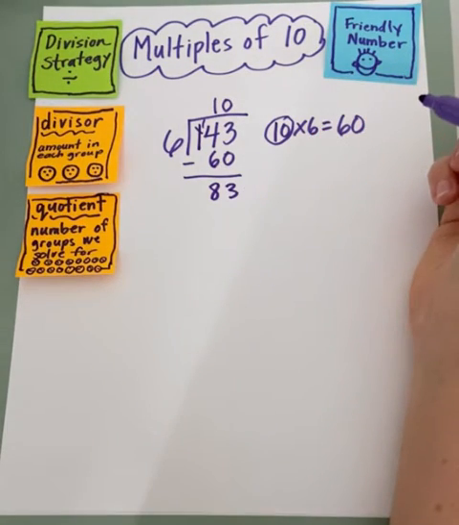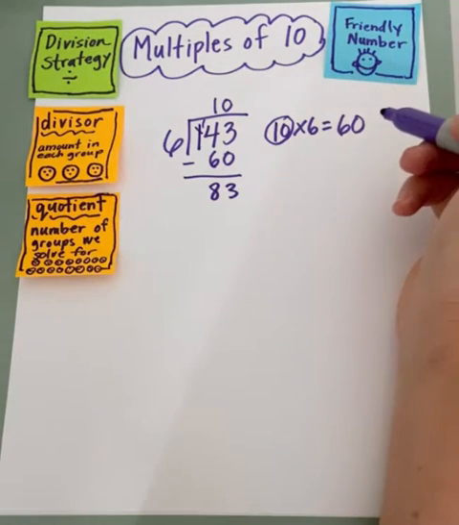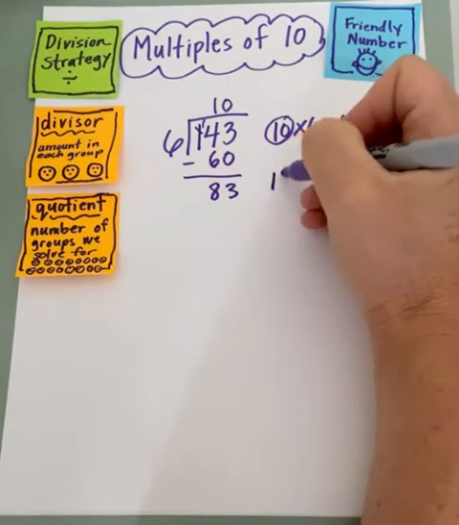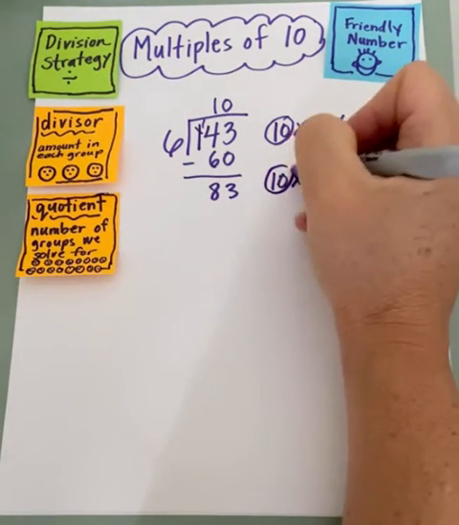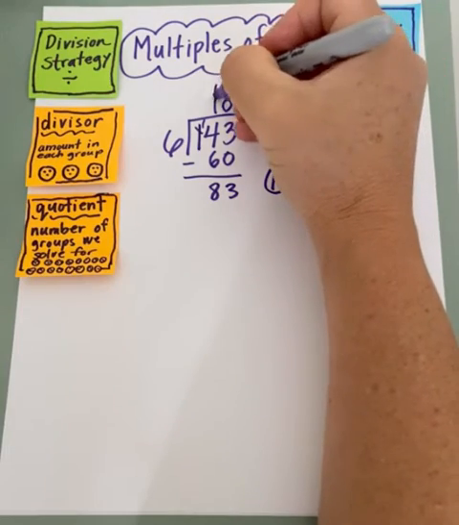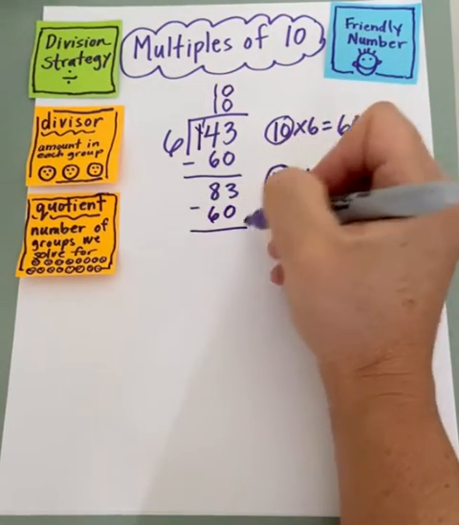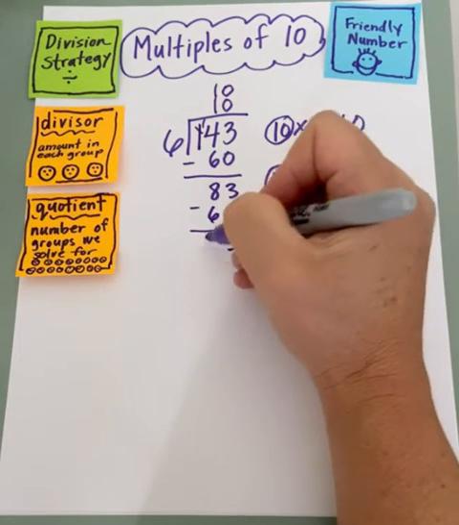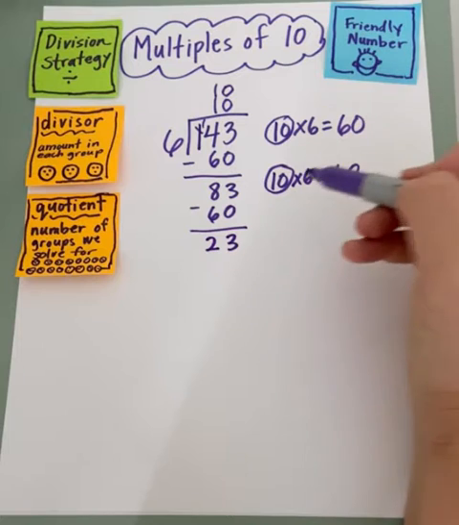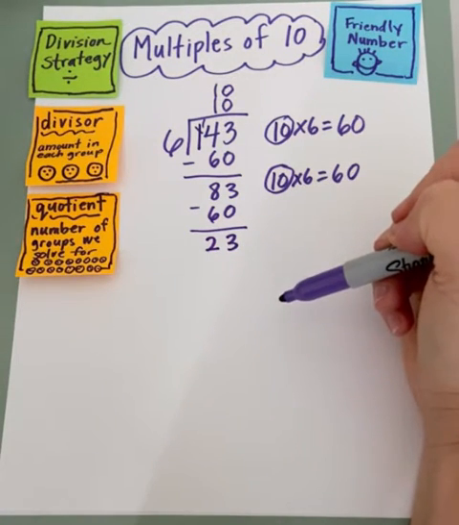So now the question is, is there another set of 10 groups of 6 in 83? What do you guys think, mathematicians? Yes, 60 is less than 83, so we know that there are 10 groups of 6 in 83. And again, we're going to take those 10 groups of 6 and save them up here, and then subtract 60 from what's left in the total. And when we subtract 60 from 83, we're left with 23. Now, can I do that again? Is there another 10 groups of 6 in 23? What do you think? That's right, there are not.